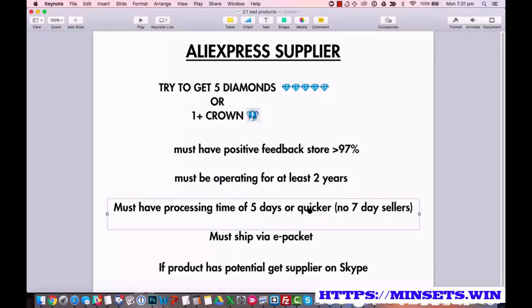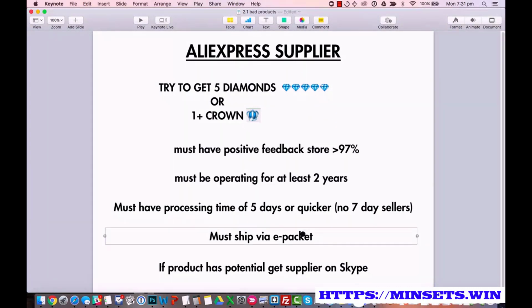And I'll never go with an Aliexpress supplier if they have 7-day processing times, right? Because in my experience, 7-day processing times just means they're really cheap suppliers who wait until they have enough money to go and buy in bulk from the factory, and sometimes 7 days stretches out to like 10 days, and I'll just never do that. So I would even rather pay a bit more for the product and have a quicker seller.